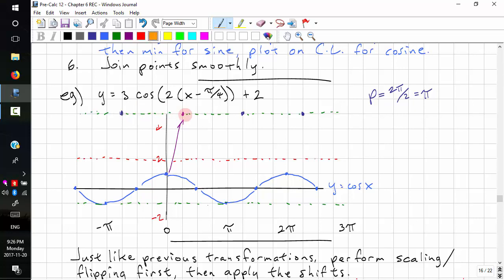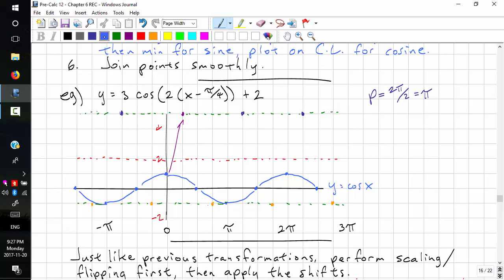Now, halfway between these periodic points, we're going to plot the minimum because we've already plotted a maximum. So 2, we've got a minimum. 2, we've got a minimum. Other way, 2, we've got a minimum. And then we can just go 1, 2, 3, 4 as well.